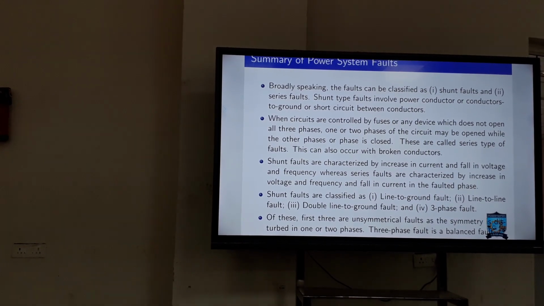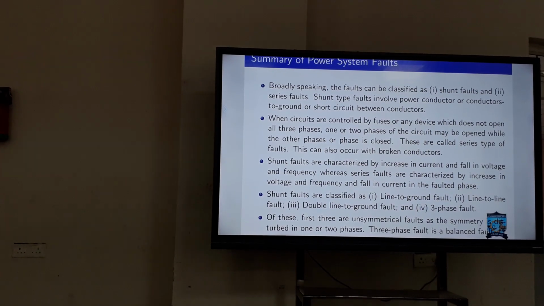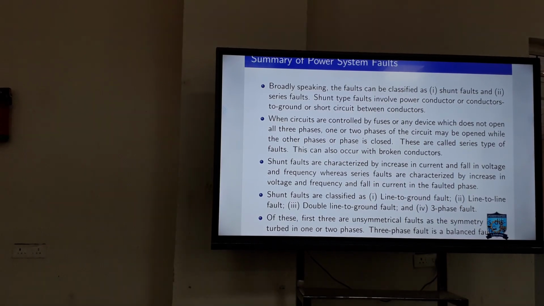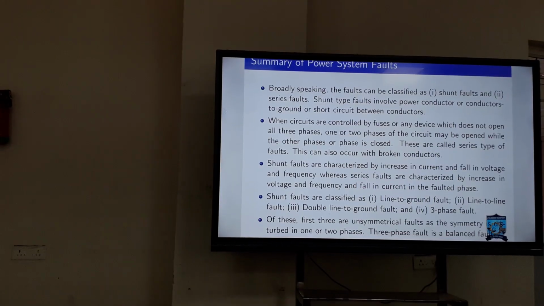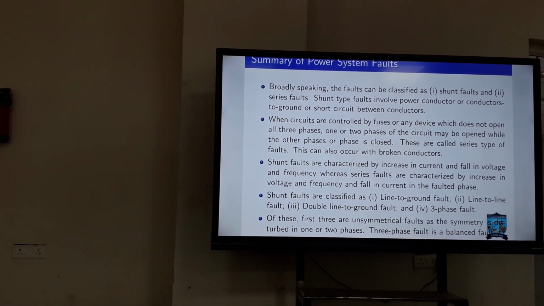Shunt faults are classified as line to ground, line to line, double line to ground, and three-phase fault. Of these, the first three are unsymmetrical faults, as the symmetry is disturbed in one of the phases. Because the fault occurs in one phase, line to ground, the other two will be unbalanced. Three-phase fault is a balanced fault.